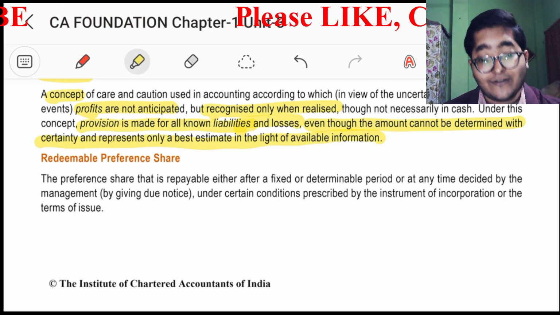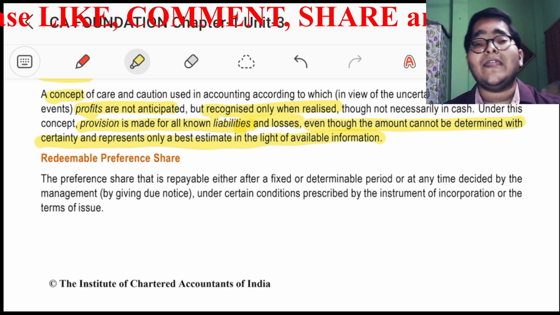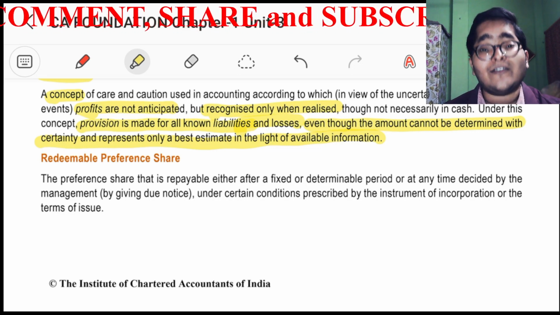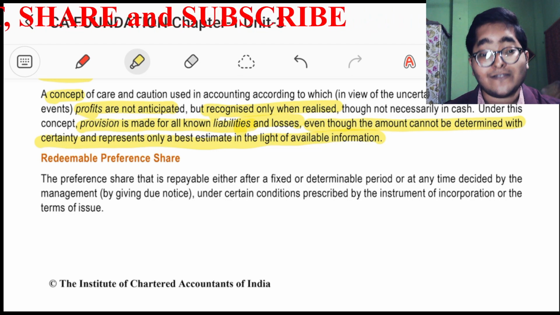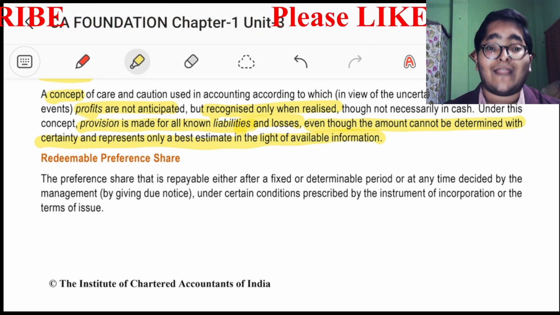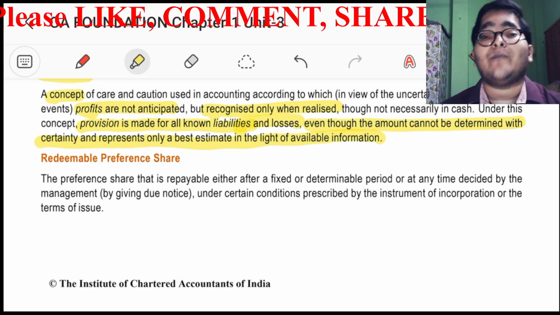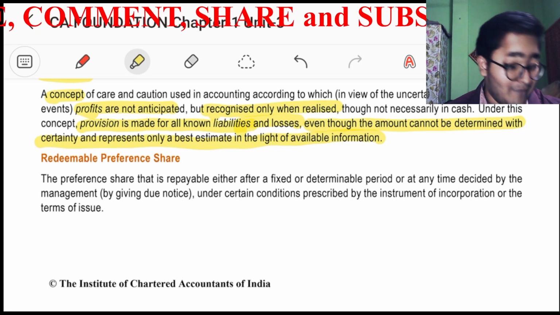Redeemable preference shares are the preference shares that after a certain period of time or after completion of certain conditions must mandatorily be redeemed by the company and the amount should be paid back to the shareholders. That type of preference shares is known as redeemable preference shares.